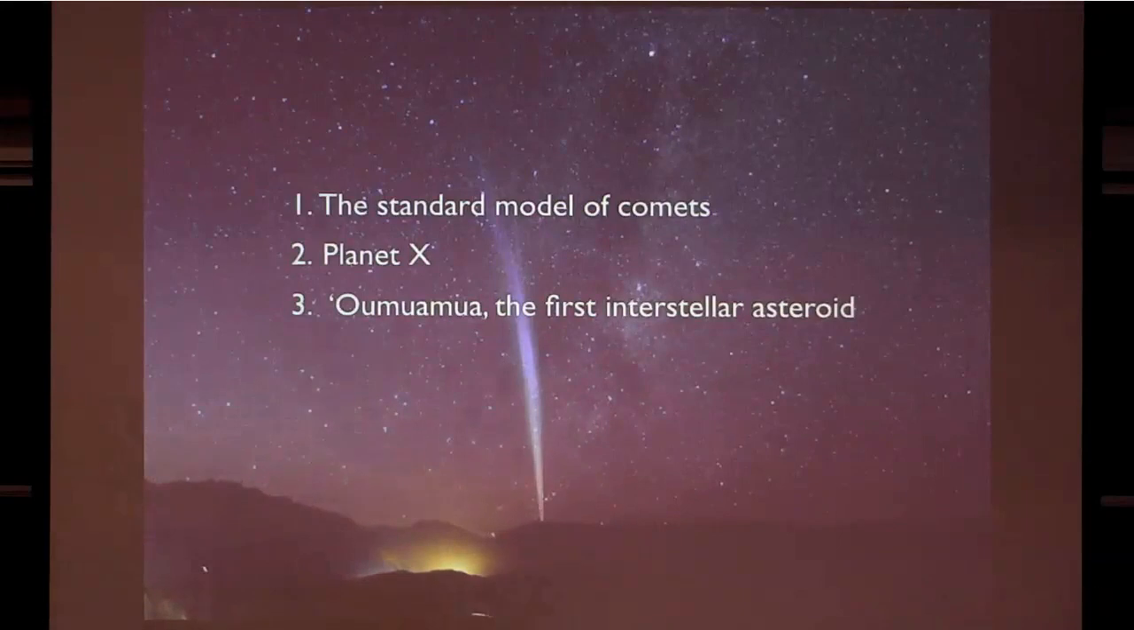I'd like to cover three subjects. What I'll call the standard model of comets, which has many of the advantages and disadvantages of the standard model of particle physics, discussion of Planet X, and finally a brief discussion of Oumuamua, the first interstellar asteroid.